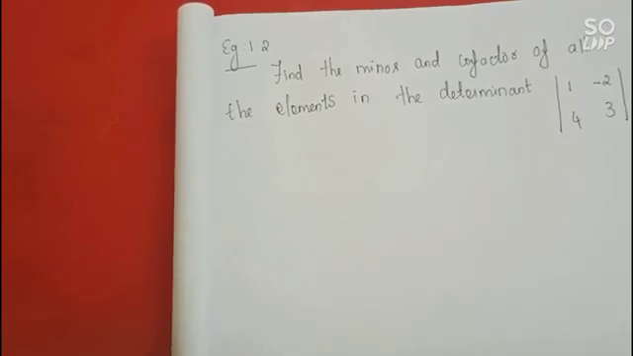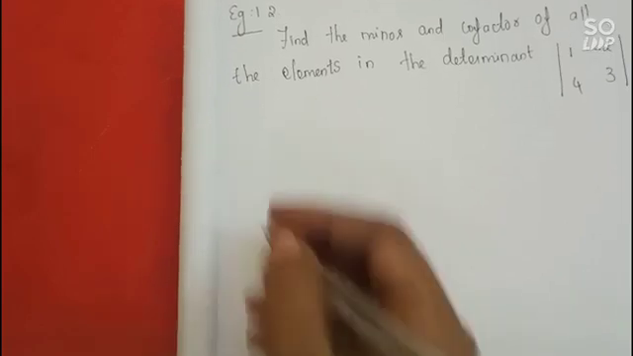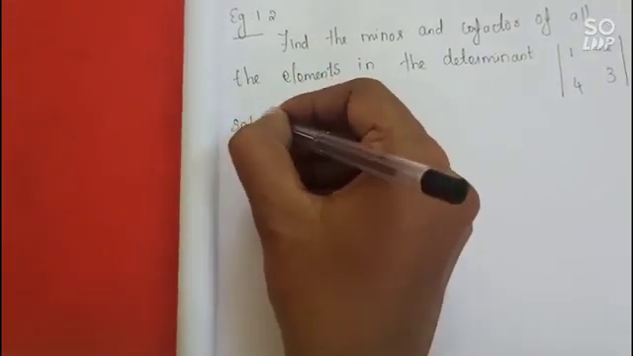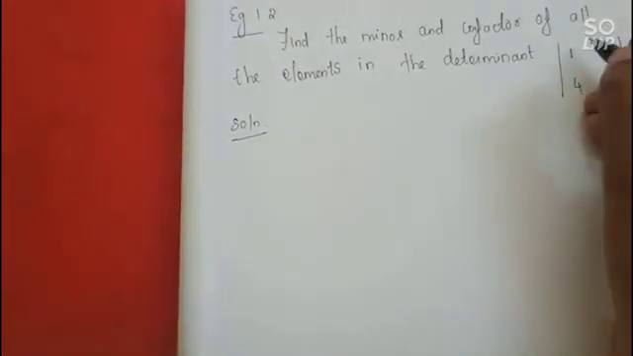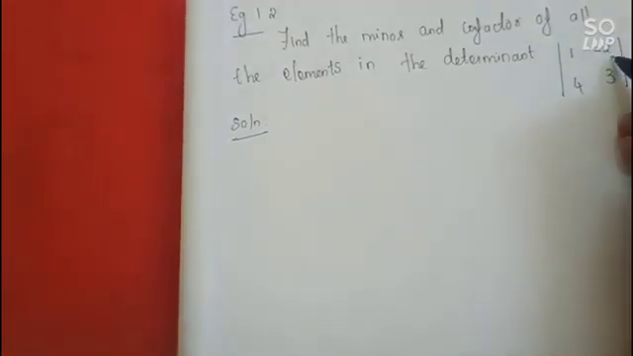If they simply say evaluate using one determinant symbol, you just find the determinant value, that's all. But if they ask to find the minor and cofactor separately, we need to do that. How will we find the minor and cofactor? Listen here. First we need to find the minor of 1, minor of -2, minor of 4, minor of 3 separately. If there are 4 or 6 or 8 elements, for each and every element we need to find it.